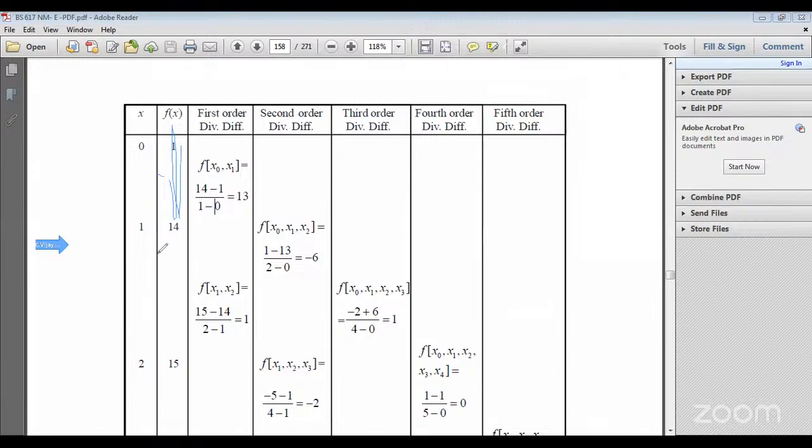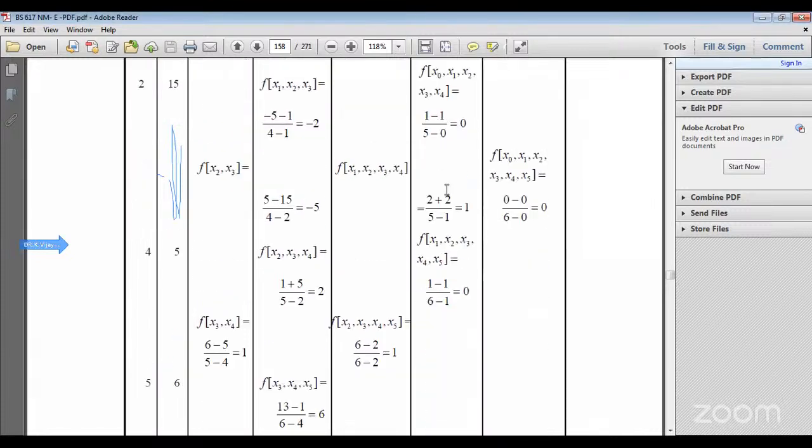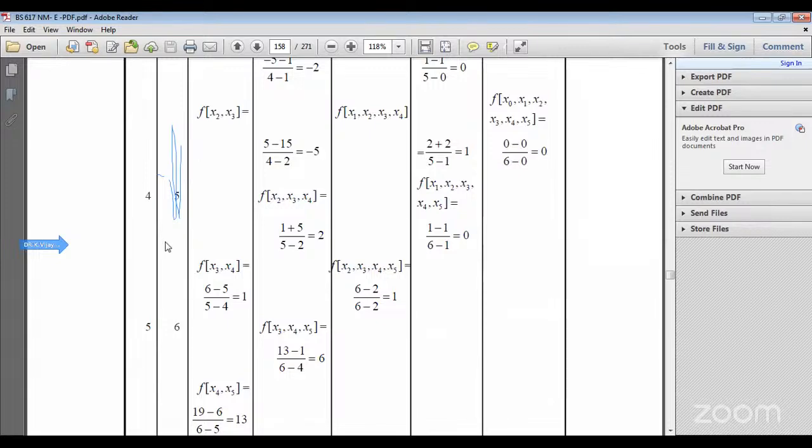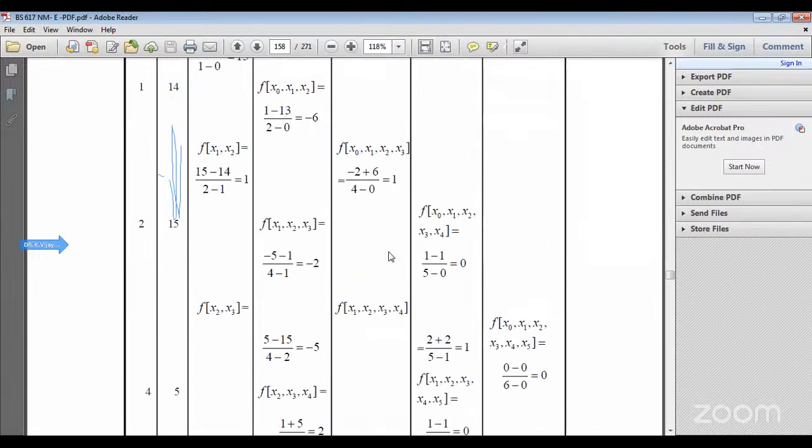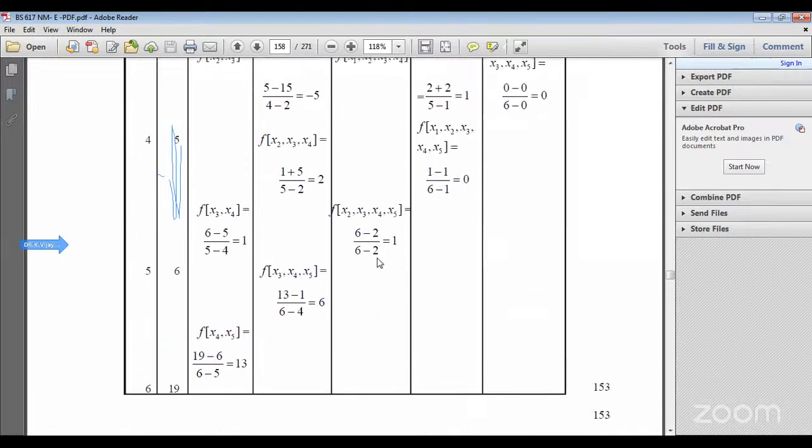So 14 minus 1 by 1 minus 0 is 13. 15 minus 14 by 2 minus 1 is 1. So as per that, I am taking these values. Also 6 minus 5 by 5 minus 4, and 19 minus 6 by 6 minus 5. These are the values I am taking here: 13, 1, 1, 13.